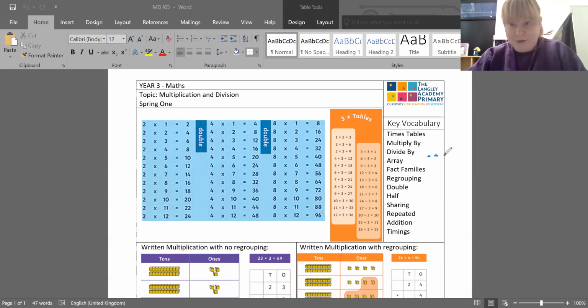So I can have my array that looks like this. You can see we've got my dots. I have got 2 groups of 3, because 1, 2, 3, and that would give me an array of 2 groups multiplied by 3.